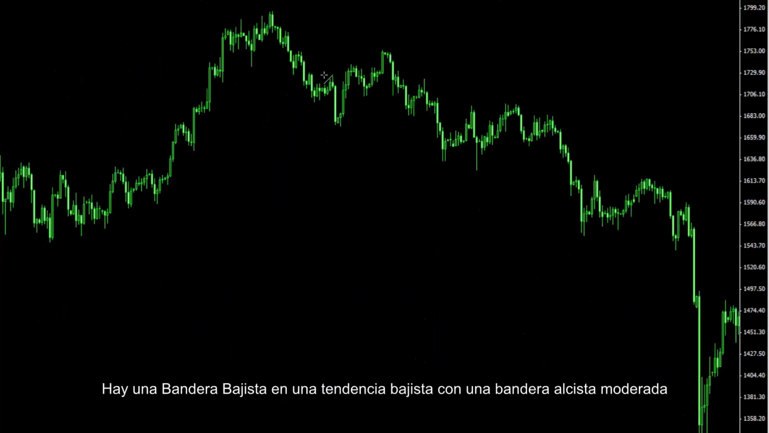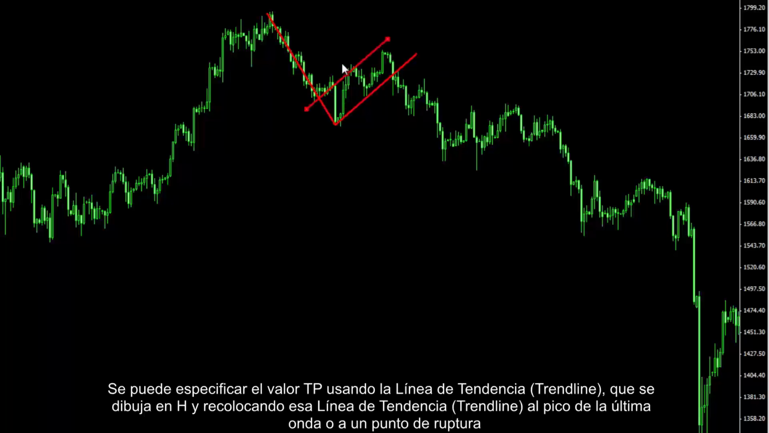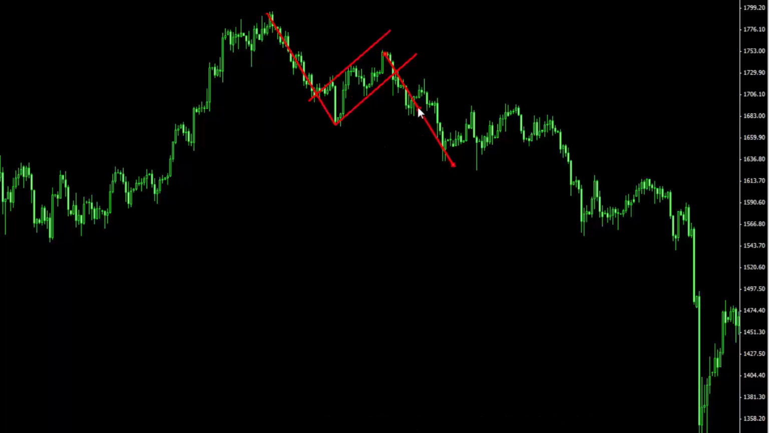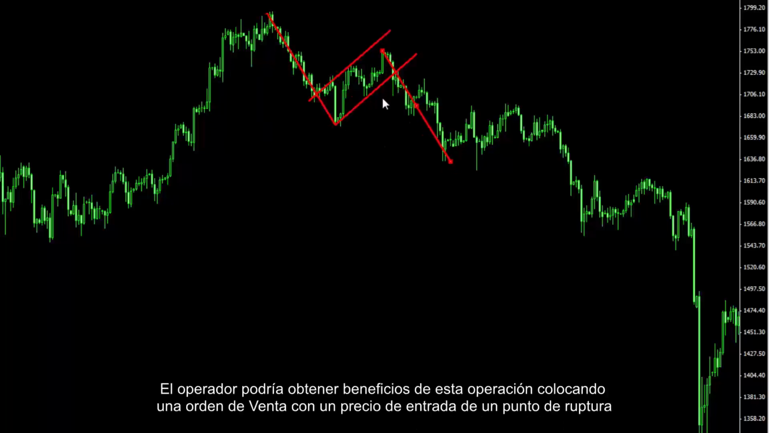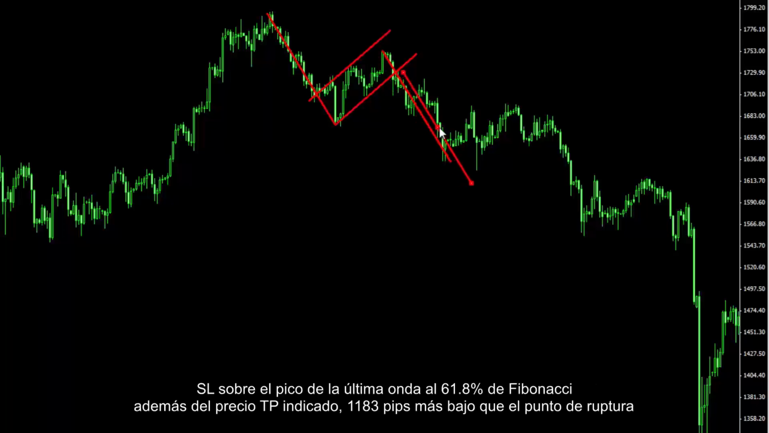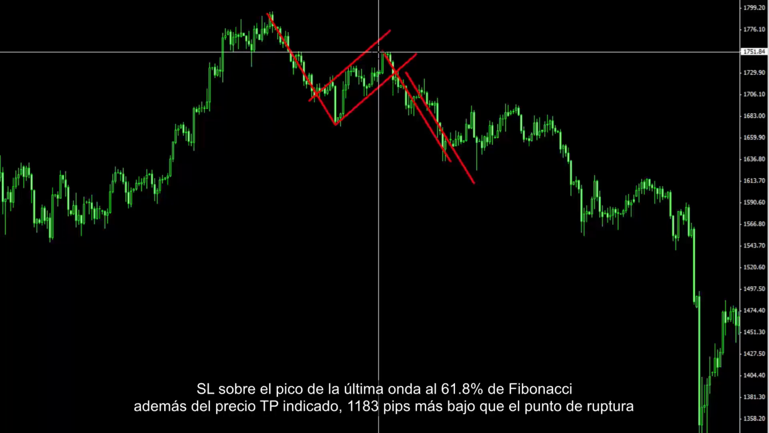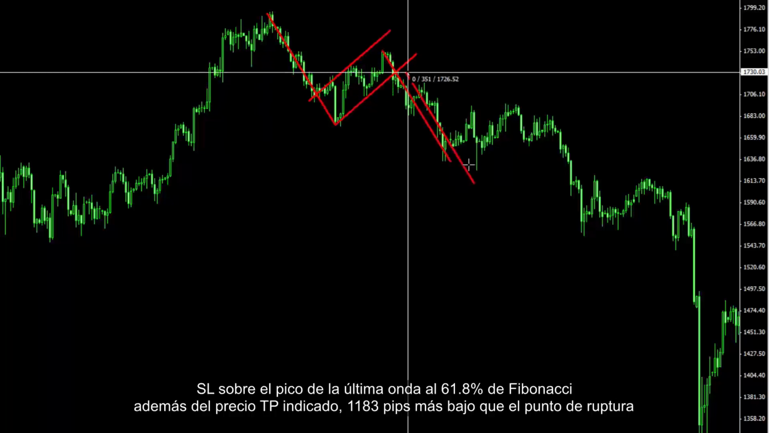Some examples would clarify how to exploit this pattern in trades. There is a bearish flag on a downtrend with a moderate upward flag. TP can be specified by using the trend line drawn on h, and relocating the trend line to the peak of the last wave or a breakout point. A trader could derive profit from this trade by placing a sell order with an entry price at the breakout point, SL over the peak of the last wave to 61.8% of Fibonacci, in addition to a specified TP price 1,183 pips lower than the breakout point.